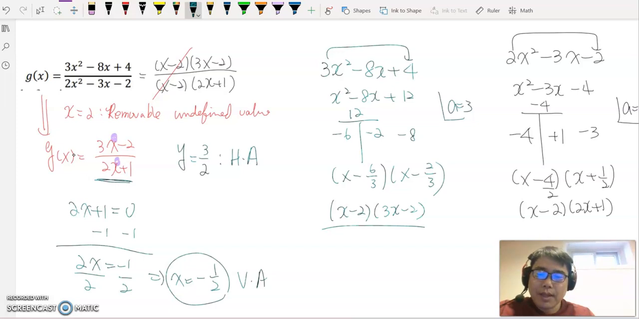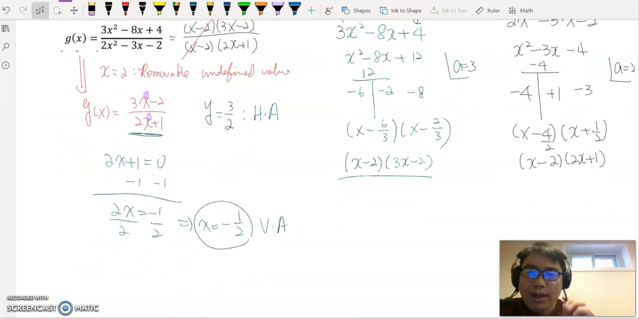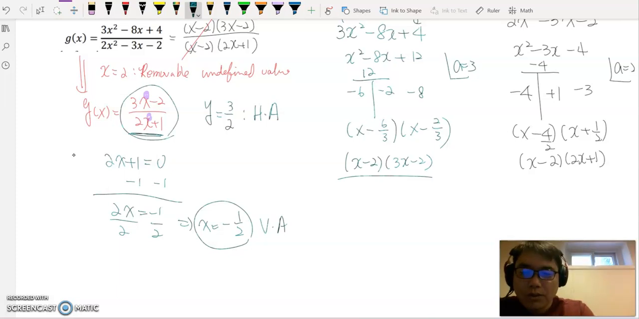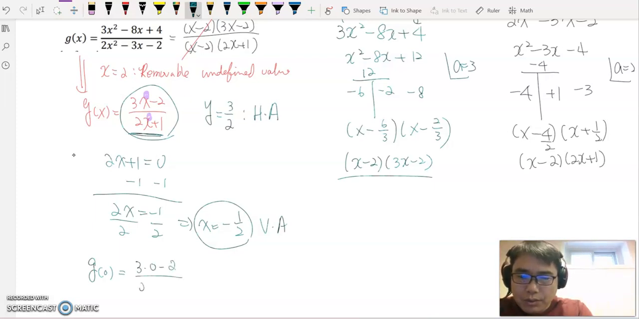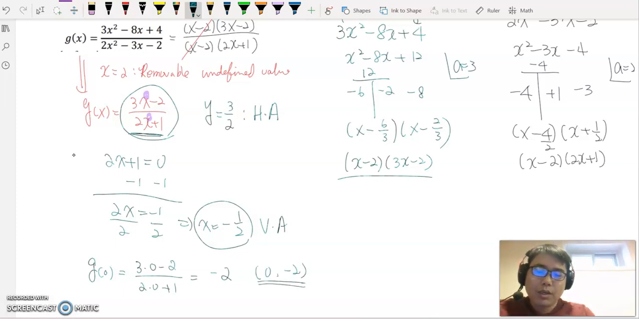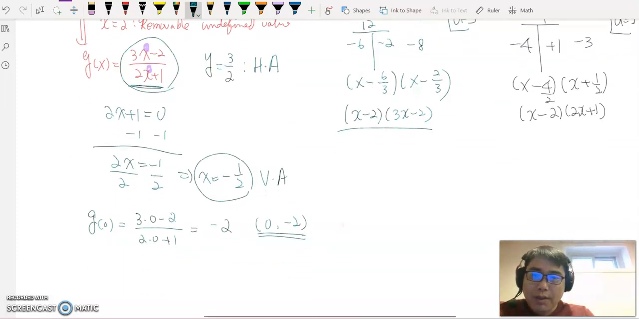Okay, so based on that, let's find the y-intercept. The y-intercept means when x equals 0. So we can utilize this simplified function. g(0) means 3 times 0 minus 2 over 2 times 0 plus 1. Therefore, negative 2. So (0, negative 2) will be our y-intercept.